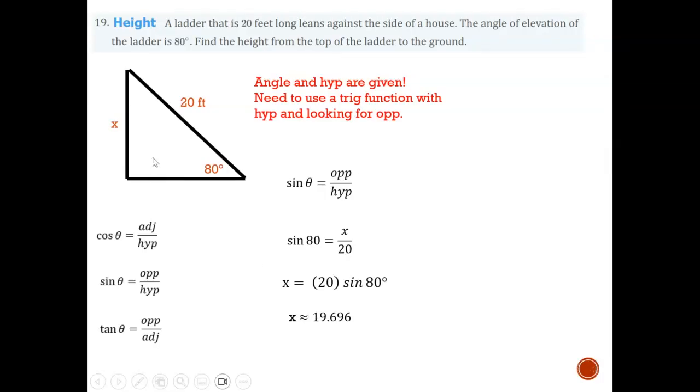That's the answer that we're looking for. So it's going to be about 20 feet approximately, guys. This is the answer for number 19.